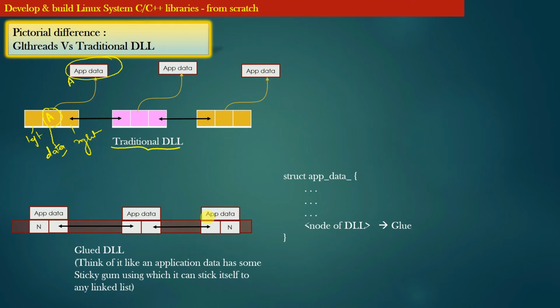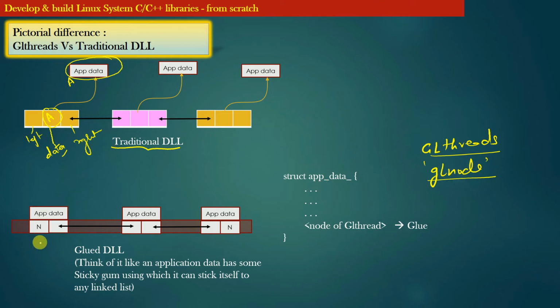Whereas in case of glue-based doubly linked list, there is no such thing. So first of all, for the rest of the course, to avoid any confusion, I am going to call glue-based doubly linked list GLThreads, right? And I am going to call a node of a glue-based doubly linked list a GL node, right? So it will avoid any confusion whether I am referring to a node of a traditional doubly linked list or a node of a GLThread.